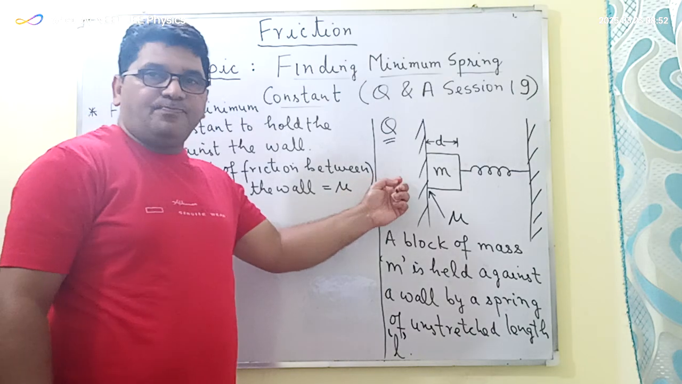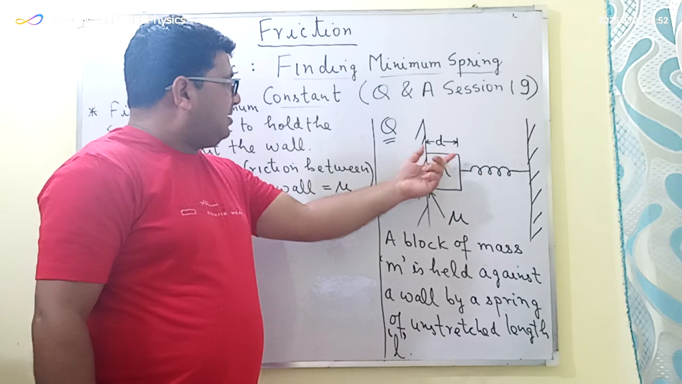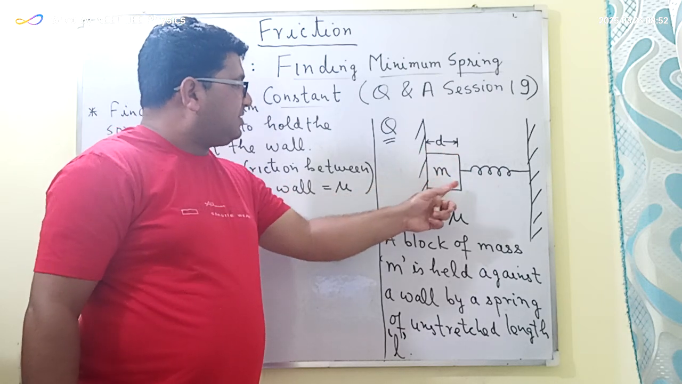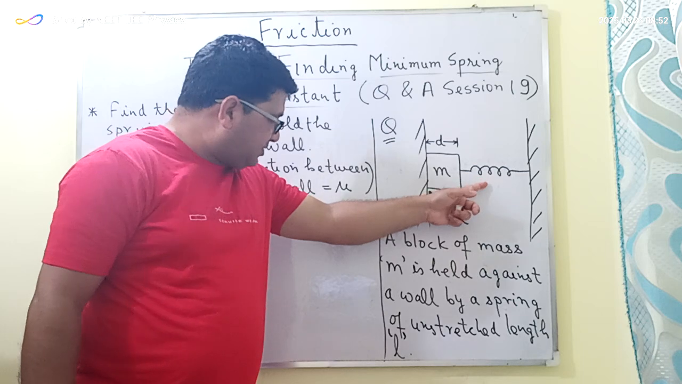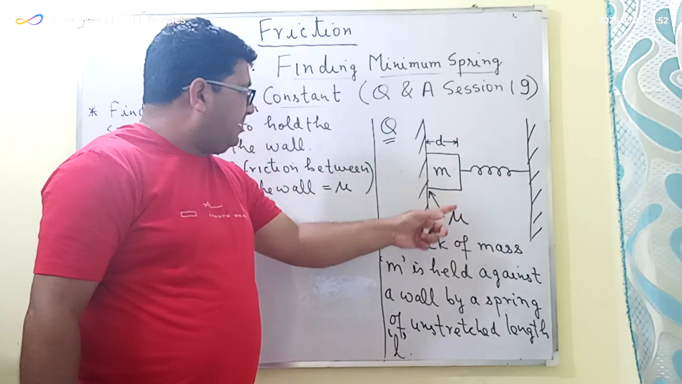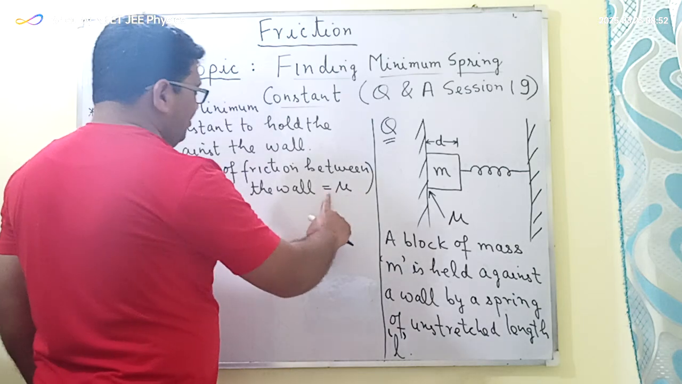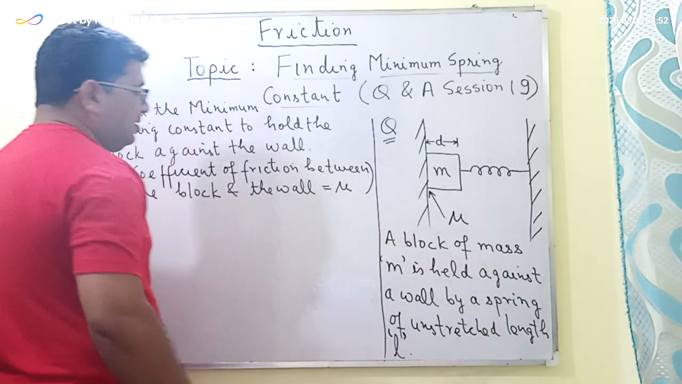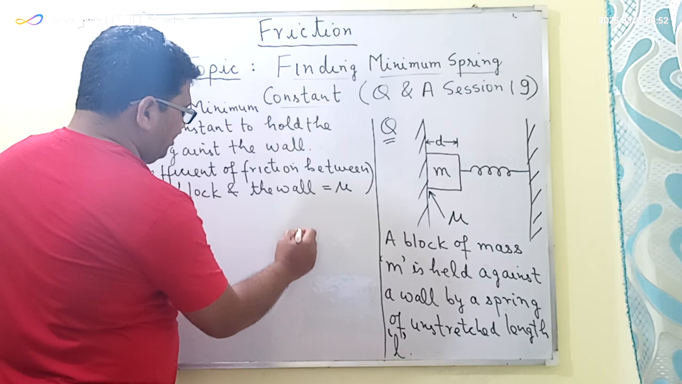So this is the figure in which a block of mass small m and height d is held by this spring of unstressed length L, and here the coefficient of friction between the block and the wall is equal to mu. So in this case I will be drawing one free body diagram.